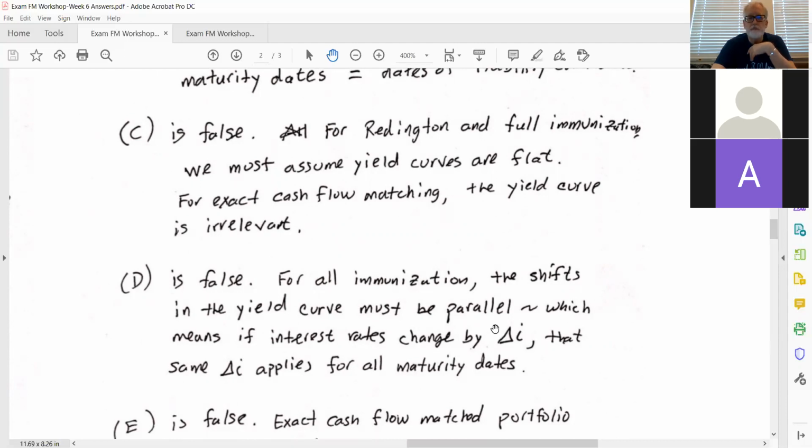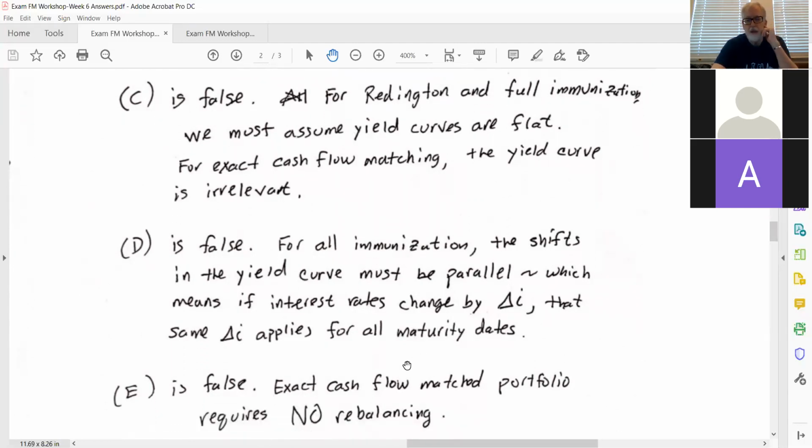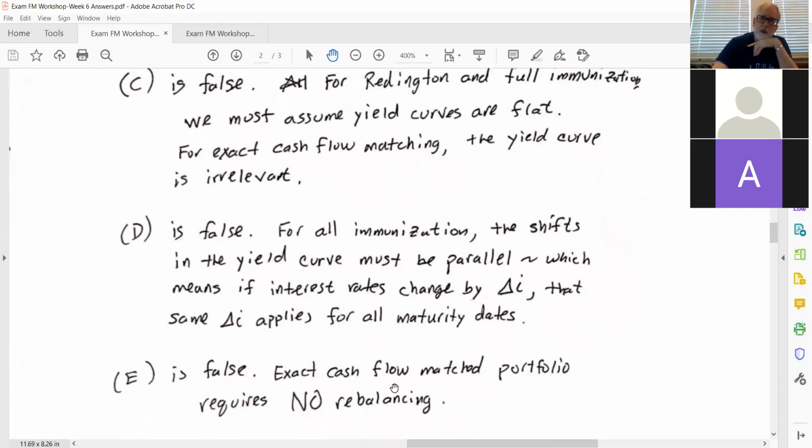And then E, a cash flow match portfolio requires less rebalancing than a Redington, but more rebalancing than fully immunized. That's false because exact cash flow matching requires no rebalancing. Rebalancing means as time goes by, the duration of your liabilities will change, and therefore you have to keep your assets duration in balance as time goes by. If you're doing exact matching, you don't have to worry about anything because you have that exact amount. It doesn't matter if time goes by or not.